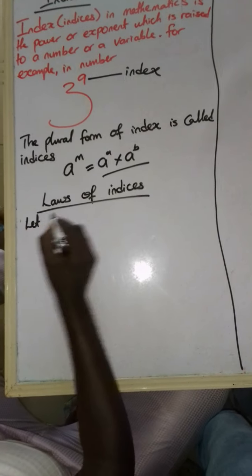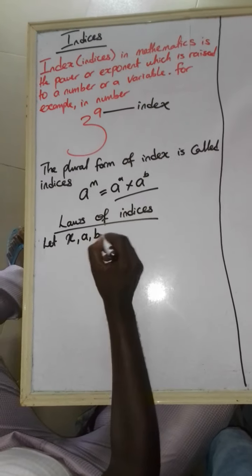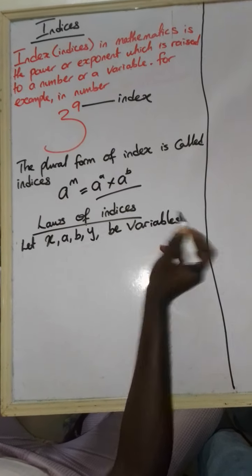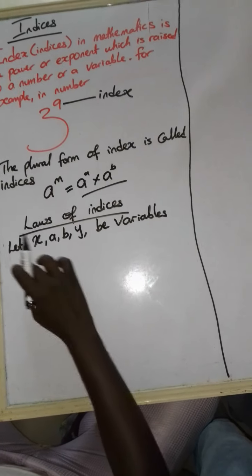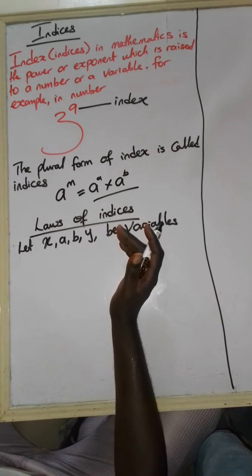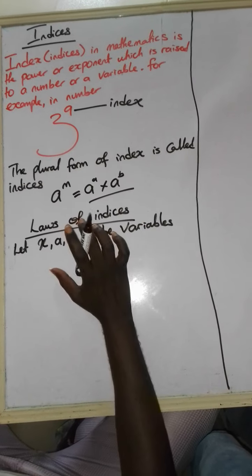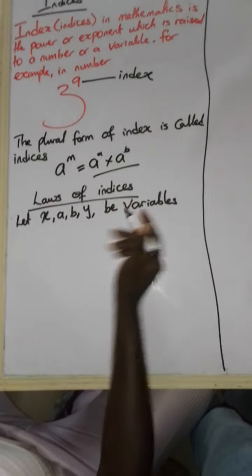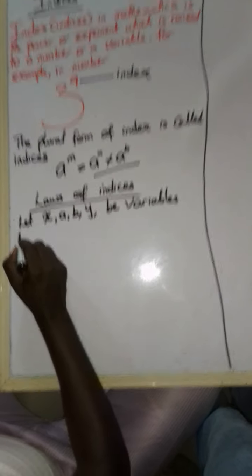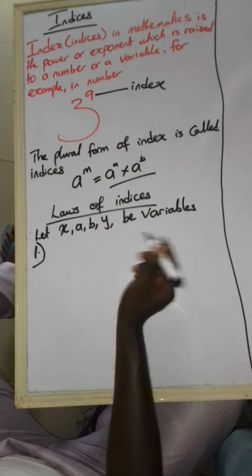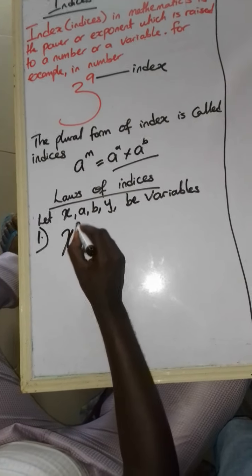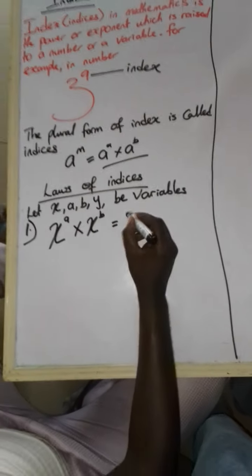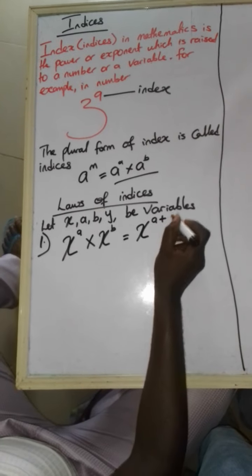Now let x, a, b, y be variables. By now we all know what we call variables. That is, variables are those letters which can take the values of numbers. Now, if x, a, b, y be variables, then the first law we are going to be treating is the multiplicative law. So we can have x raised to the power of a multiplied by x raised to power of b is the same as x raised to power of a plus b.